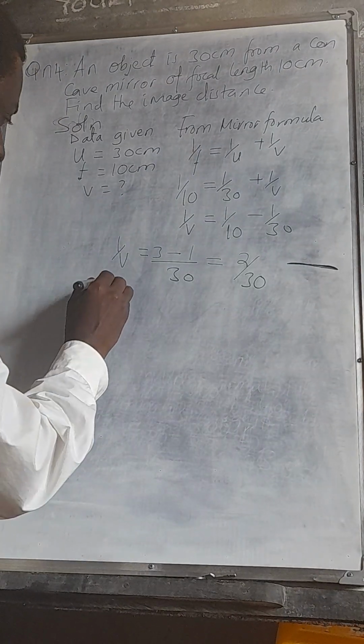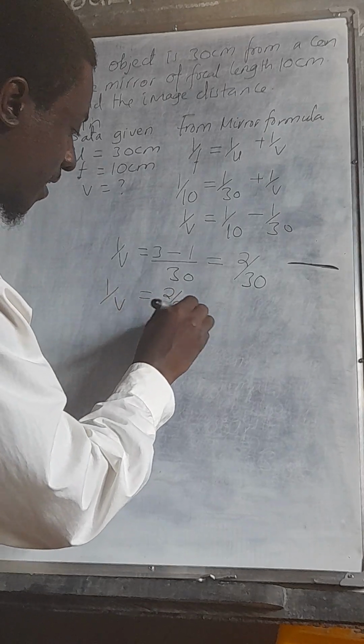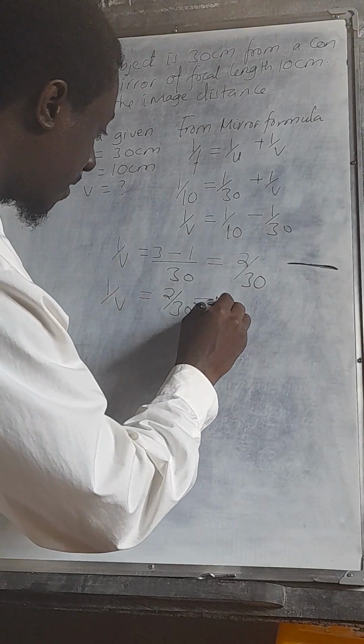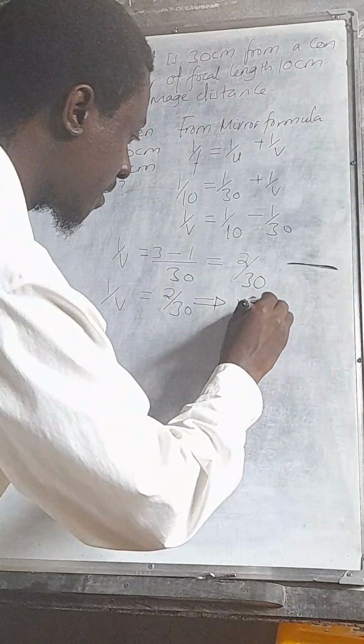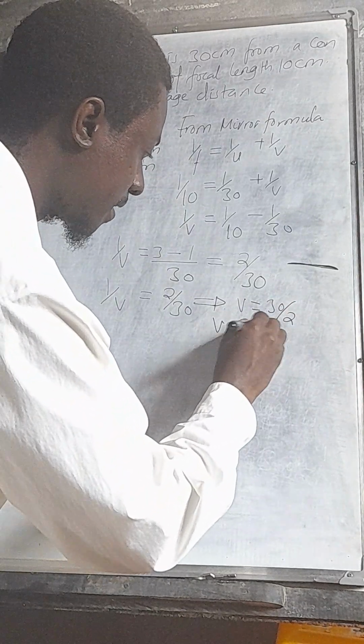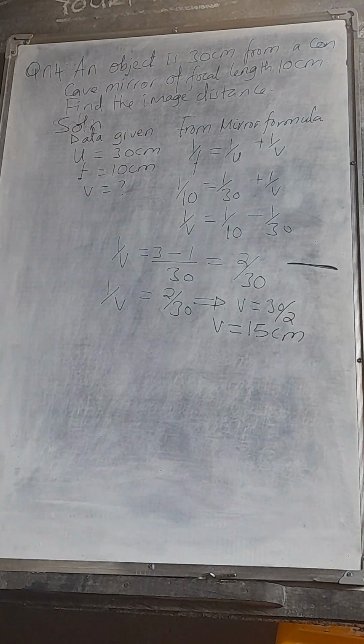Now 1 over v is equal to 2 over 30. If you cross multiply, finally you get v is equal to 30 divided by 2. So the image distance is equal to 15 centimeter. There is no doubt on that. Now what is very, very important in this question is to identify the data which you have been given.